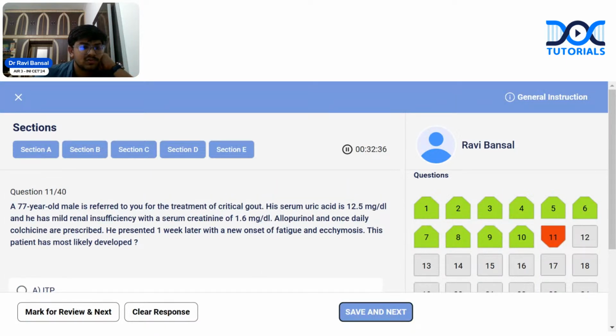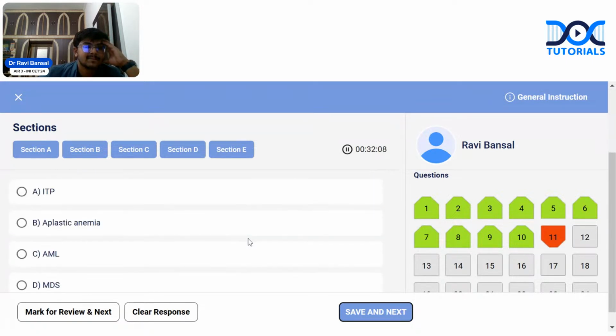The patient has most likely developed. So, okay, a question. A 77-year-old male is referred to you for the treatment of chronic gout. Serum uric acid is 12.5. This is increased actually. And he has mild renal insufficiency with a serum creatinine value of 1.6. This is also mildly elevated. Allopurinol and once daily colchicine are prescribed. He presented 1 week later with new onset of fatigue and ecchymosis. The patient has most likely developed.